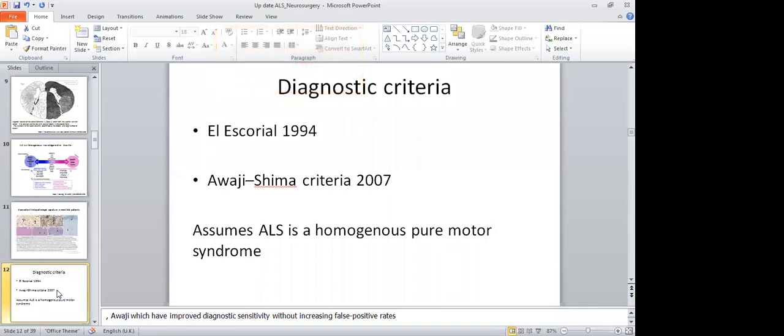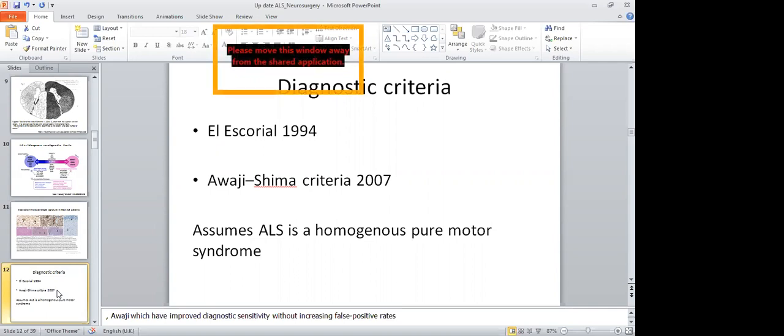I've mentioned two diagnostic tools here. The first one was agreed upon in a big meeting in Spain called the El Escorial criteria, published in 1994. So these criteria were literally created to allow patients with ALS to join clinical trials. And they are there to describe a combination of clinical symptoms and EMG findings that would allow patients to hopefully be recruited in different studies.